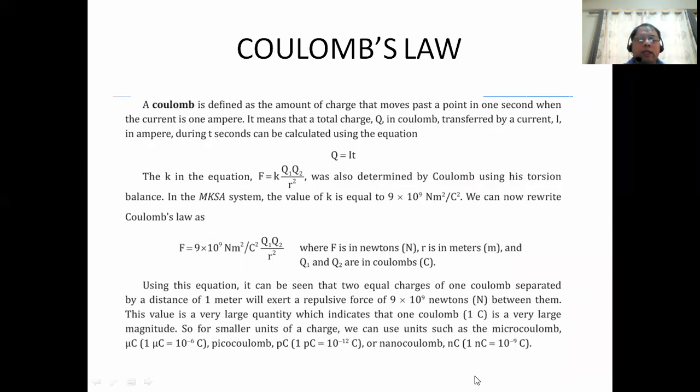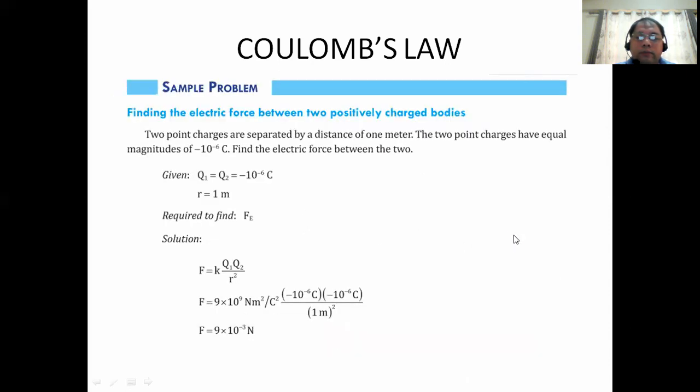Usually, what we are dealing with are micro, pico, nano coulombs. You'll notice that at the bottom of the slide, these are our ways of expressing our charge Q, either in pico, nano, or micro values. Now, our value of K is equivalent to 9 times 10 to the 9 Newton meter square per Coulomb square.